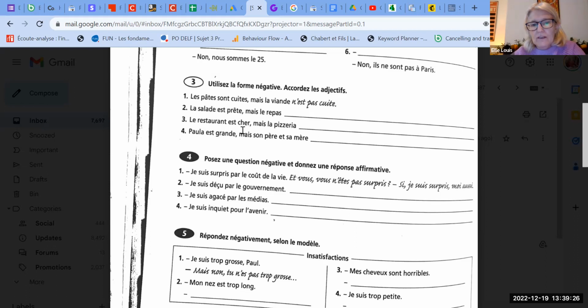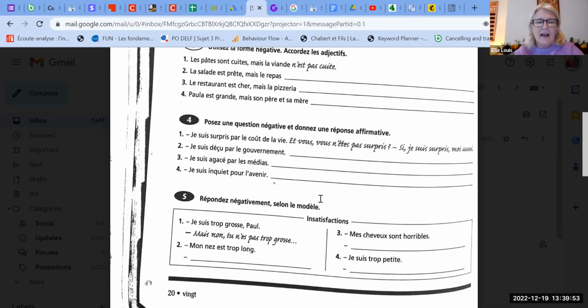Le restaurant est cher, mais la pizzeria n'est pas chère. There'll be an extra E. Paul est grand, mais son père et sa mère ne sont pas, or sont pas, you can just drop the ne, sont pas grands. Sont pas grands. So we're just getting into this habit of remembering that the pas is the important part.